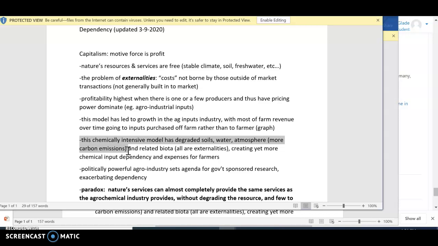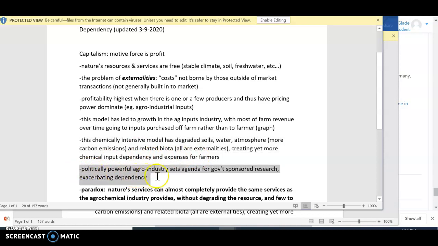rather than generated on the farm. As we were learning in the readings, that's possible to do. And it's also degraded the related biota, all being externalities. So the loss of a lot of the wildlife in the regions where we have this kind of fence to fence kind of farming, as we have in much of the Midwest, for example, creating yet more chemical input dependency and expenses for farmers. So the model has degraded our environment, and it's made farmers more dependent on this industry.